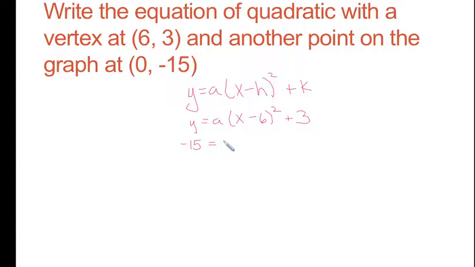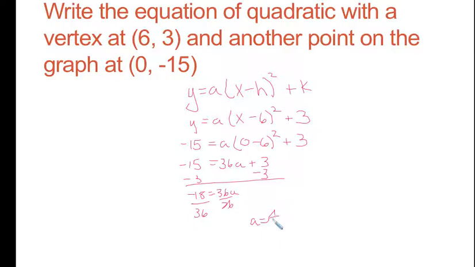Negative 15 equals a times 0 minus 6 squared plus 3. Well, let's see. This is negative 6 squared, so 36. So we have 36a plus 3 equals negative 15. Subtract 3. Divide by 36. So a is 1/2. So we can fill in the blanks again, our a value, so y equals 1/2 x minus 6 squared plus 3.